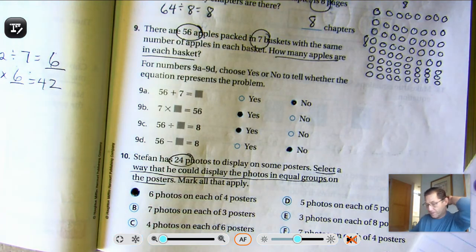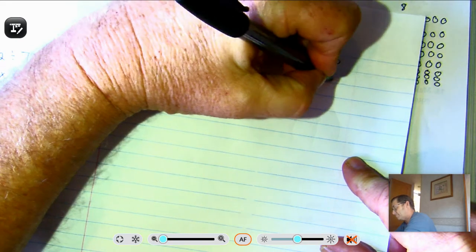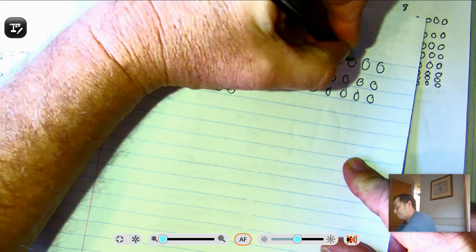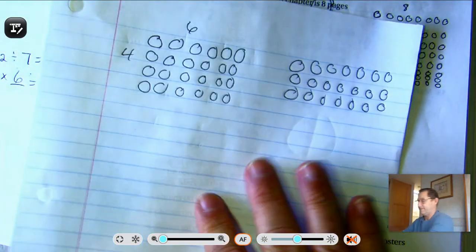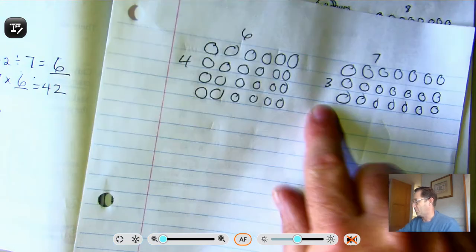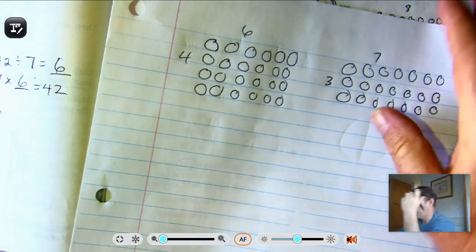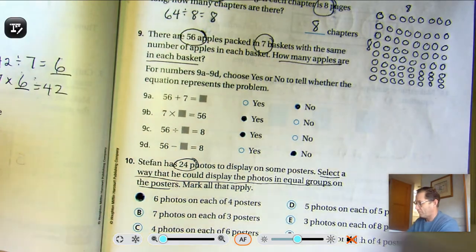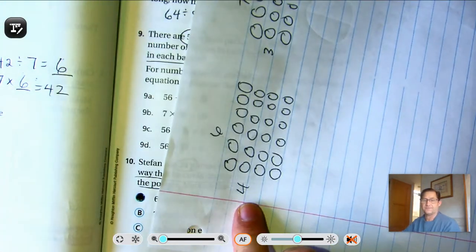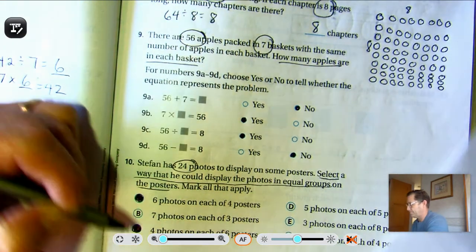7 photos on 3 posters. Okay, this is a 3 by 7. 3 posters, 7 photos. 3, 6, 9, 12, 15, 18, 21. No. 4 photos on 6 posters. Well, that's the same thing as this one, just turned differently. So yes, that would work. 4 times 6 is 24.